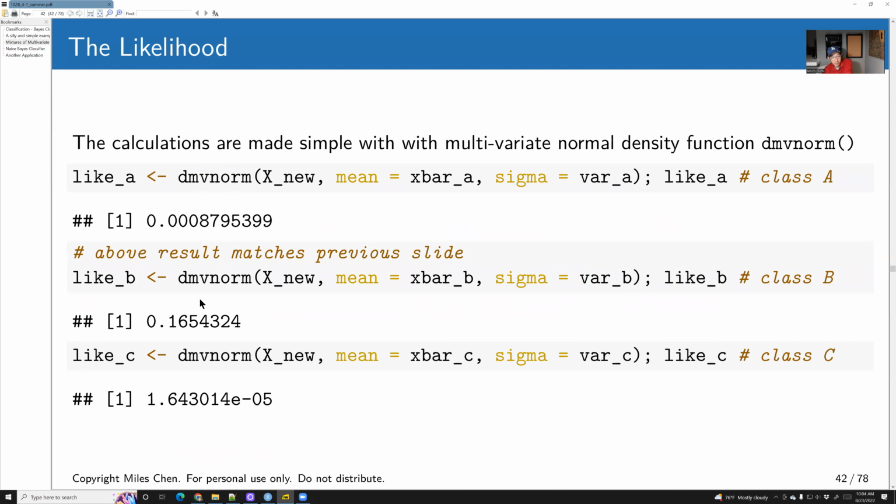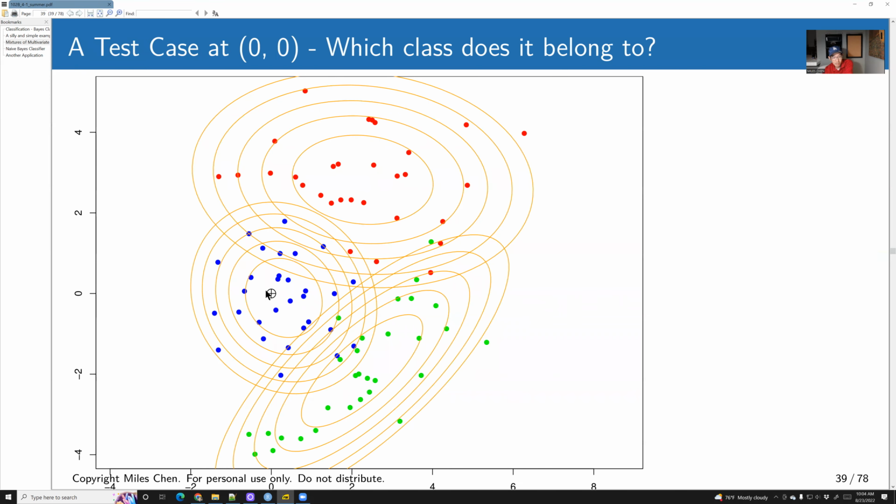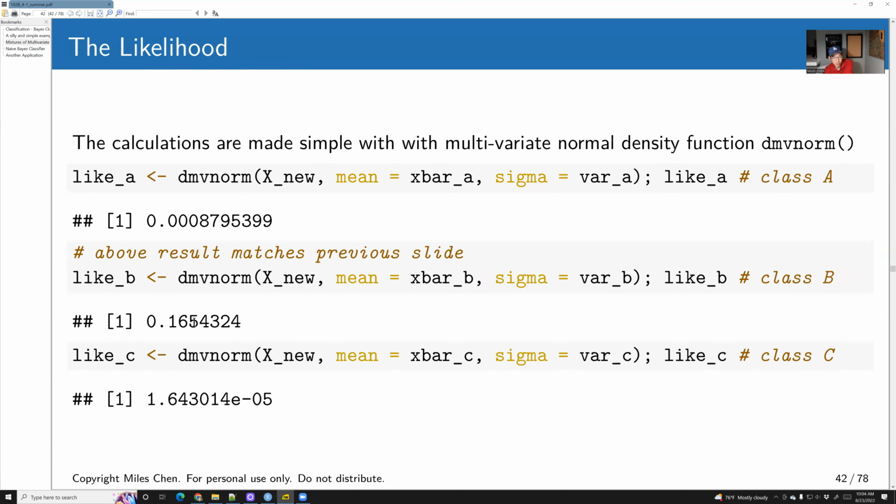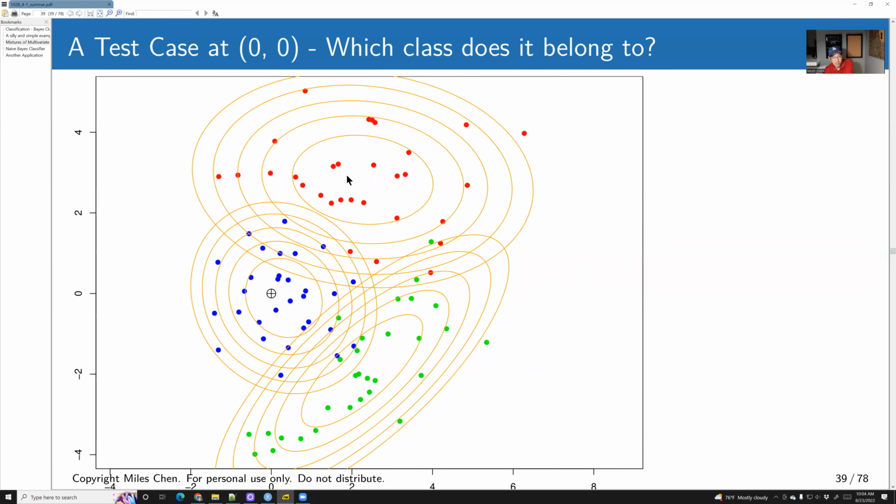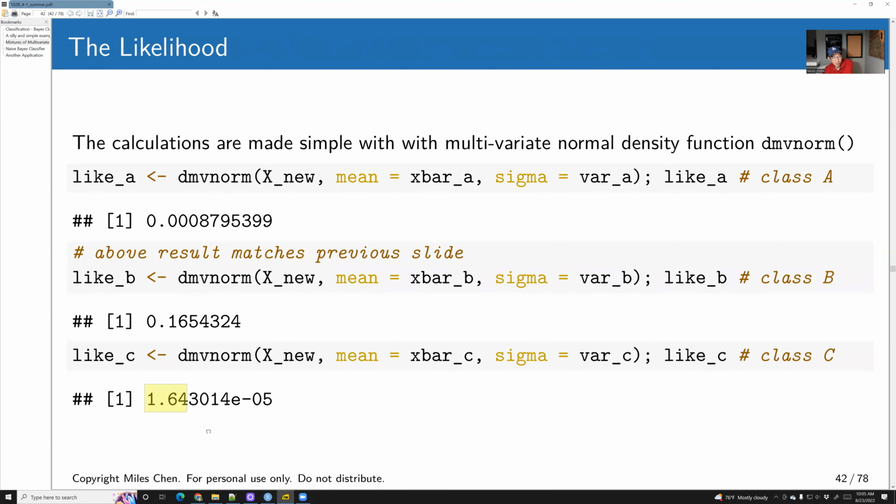And we do the same thing for class B and class C. We use the mean of class B and the variance of class B, the mean of class C and the variance of class C, and we get the likelihoods for class A, class B, and class C. We can see from this, class B has the highest likelihood, 0.1654. Class A has a lower likelihood. And class C, if your distribution is looking like this, to end up coming all the way over here is very unlikely, 1.6 times 10 to the negative 5.